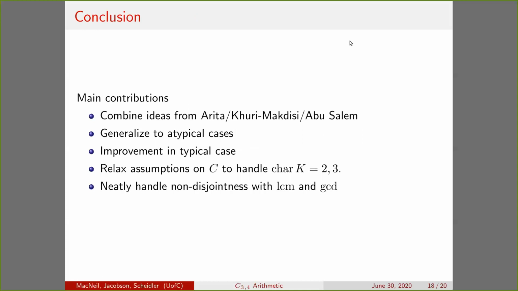So to sum up the contributions in our paper, we took ideas from Arita, Corey-McDeasy, and Abu Salem, and put them together. By using Corey-McDeasy's algorithms and applying them to Arita's representation and a few other ideas thrown in there, we were able to generalize Corey-McDeasy's algorithms to work for atypical cases while also simultaneously getting an improvement in the typical case. We also relaxed assumptions on the curve equation in order to handle curves over fields of characteristic 2 and 3. And we were able to neatly handle non-disjoint cases with the LCM and GCD method from before.